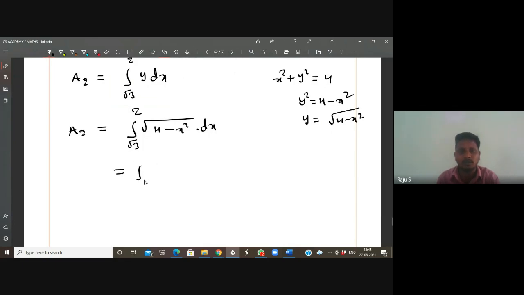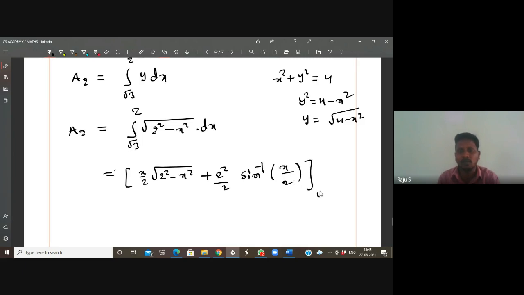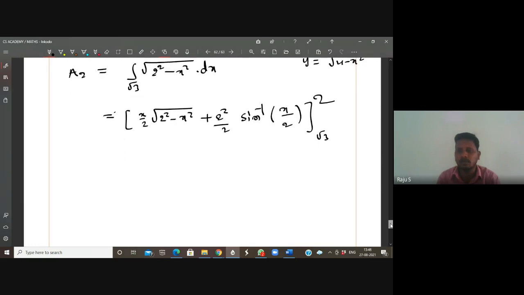This 4 can be written as 2 square, so 2 square minus x square, just like the previous sum. The formula gives x by 2 root over 2 square minus x square plus 2 square by 2 sine inverse of x by 2, from root 3 to 2. Students, you can simplify this and you will get the answer.